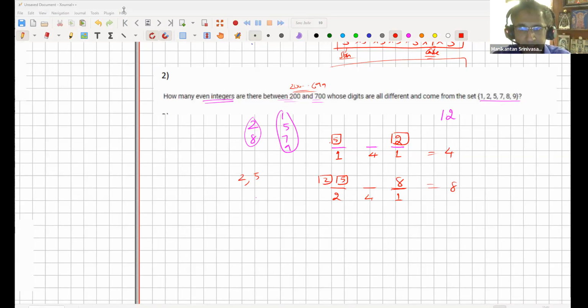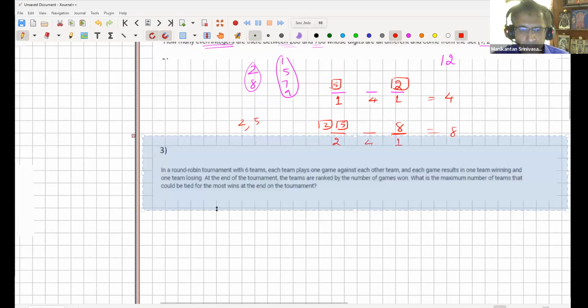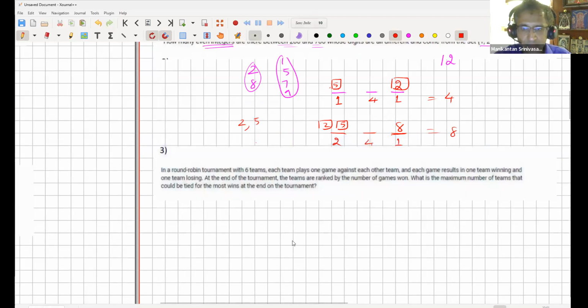Round robin. Let's read this question together once. Round robin, you guys know, right? Every guy plays every other person. So there are 6 teams. So totally, how many games will there be? Yuvam, how many games will there be in this?